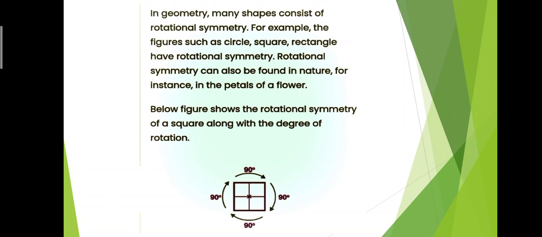The figure below shows the rotational symmetry of a square along with the degrees of rotation. When a square is rotated 90 degrees, the same shape appears.